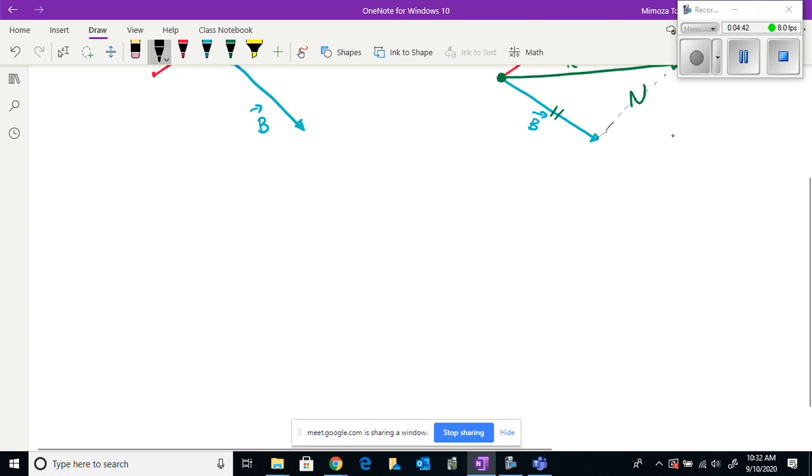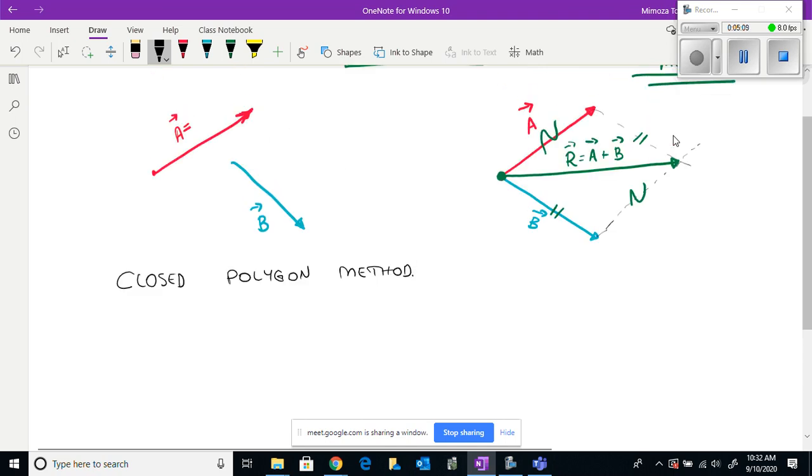The second method is known as the closed polygon method. In the closed polygon method, we are placing the vectors one after the other. So if in the parallelogram method we started everything at the same starting point, in the closed polygon method we will place the vectors one after the other.